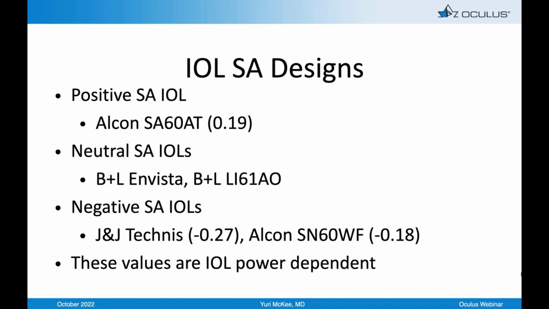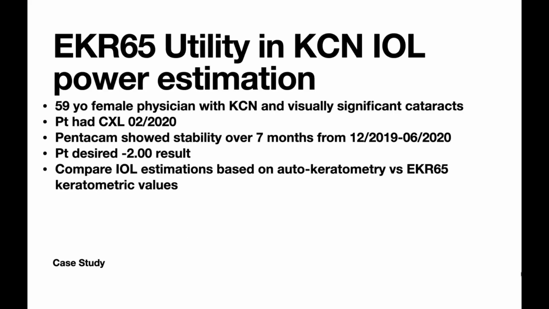All right, I want to change gears for a second here. I've given this talk before. There's actually a separate talk just for a few minutes here. It's just really important to understand this, and I still get questions about it, so I'm going to talk about this again. There is a huge utility in the EKR-65 for abnormal corneas and trying to understand what's the overall keratometric power. It's one of the best tools out there that we have, especially in keratoconus.